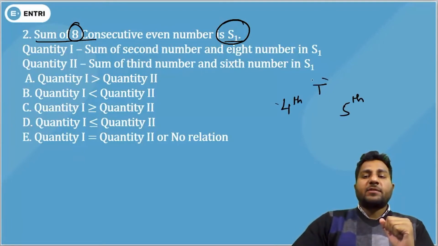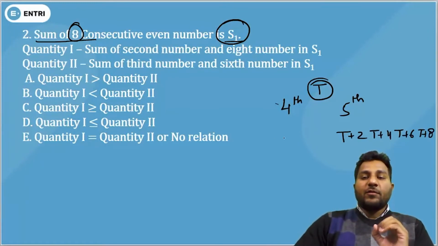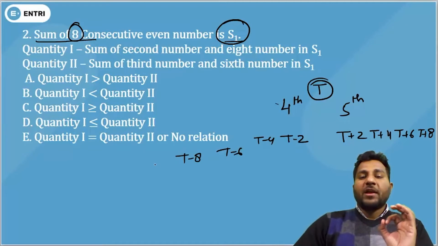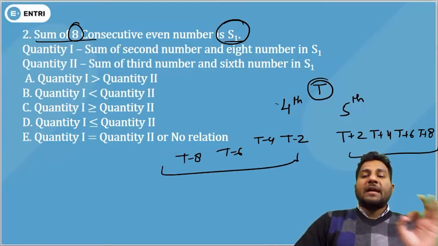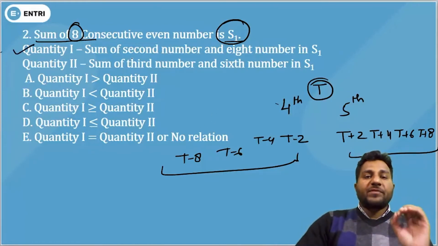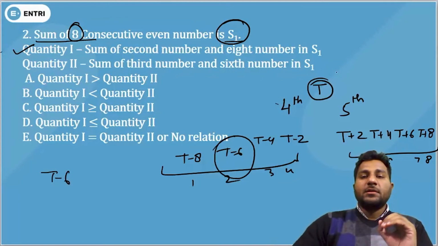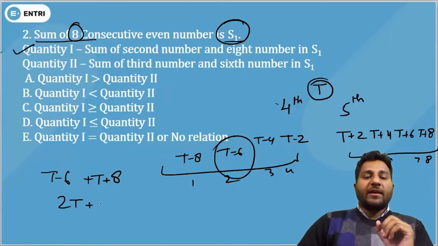So let's say the average will be t. The next numbers after the average, you will get t plus 2, t plus 4, t plus 6 and t plus 8. These are the last 4 numbers, and on the left side would be t minus 2, t minus 4, t minus 6 and t minus 8. These are the first 4. Now the first quantity says the sum of the second number and the 8th number. The second number will be t minus 6 and the 8th number will be t plus 8. Their sum will arrive as 2t plus 2.